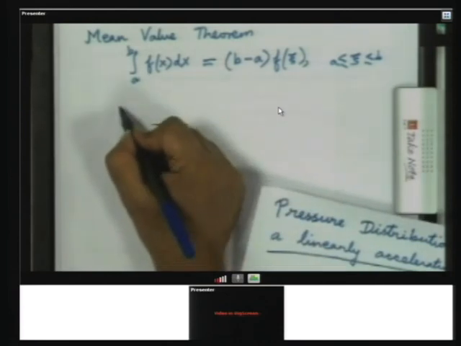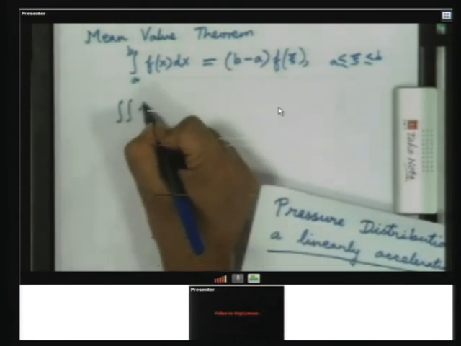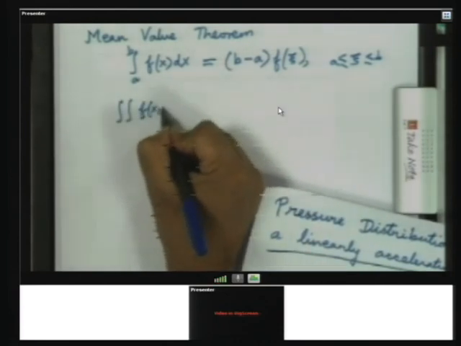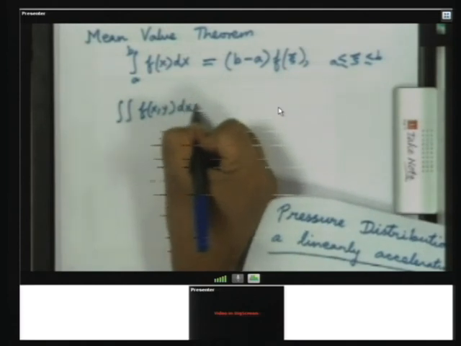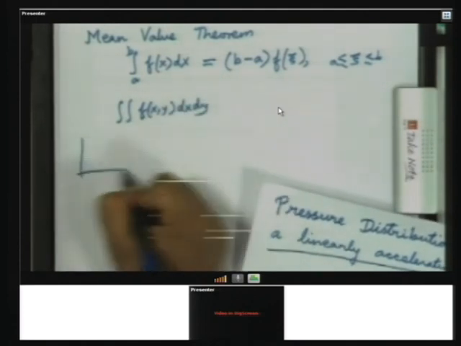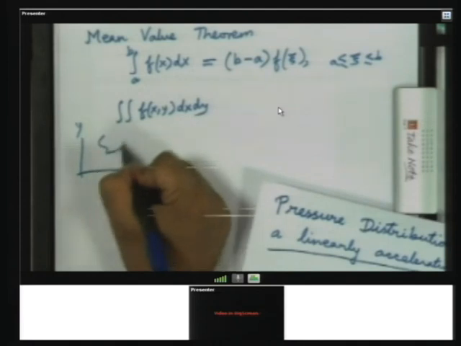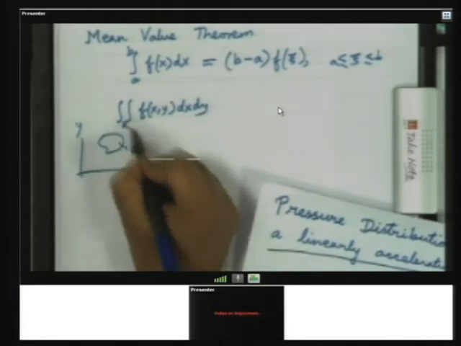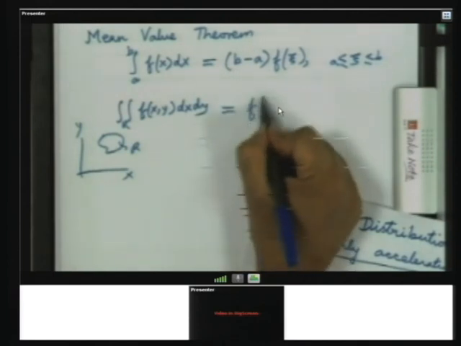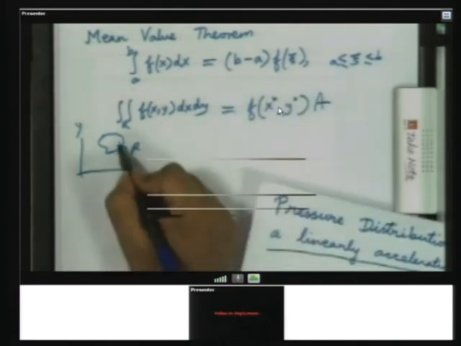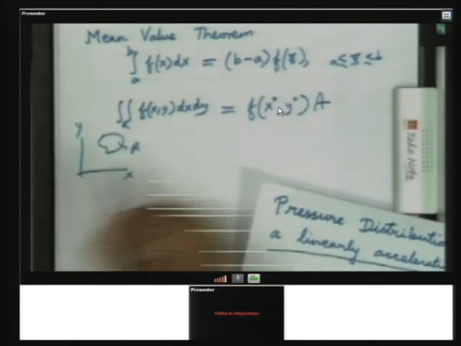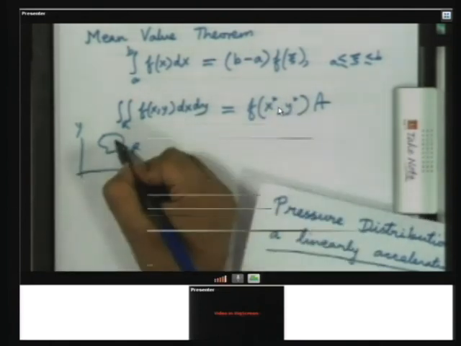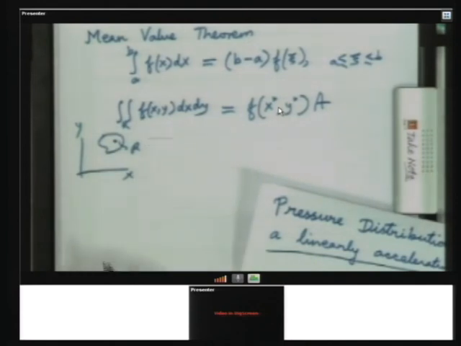Now, similarly, if I have a double integral, say f of x, y dx dy, integrating over some kind of a region R, you can write it as f of some (x star, y star) times the area enclosed by this region. Now, (x star, y star) will be some point inside the domain.